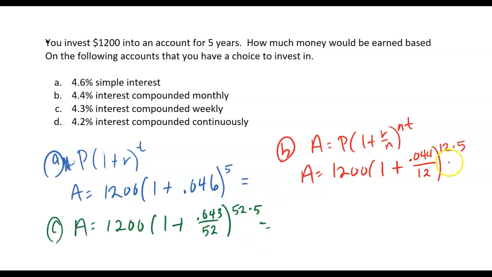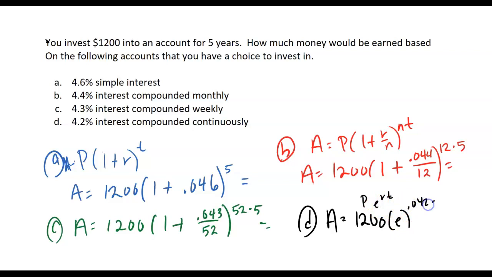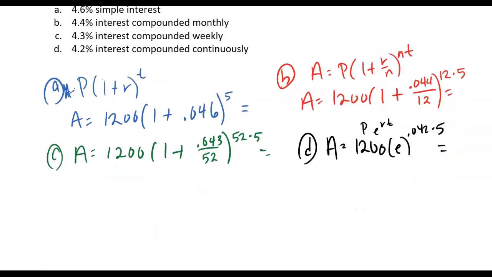And then the last one is continuously. So letter choice D is the PERT formula. A is equal to our principal, oh, I should write that first. No, that's all right. It's P E to the RT power. So 1200 times E, which is just a number we've talked about already, and then the rate is now 0.042 times 5. This is what you'll be typing in on all these different ones to see what the money would be.